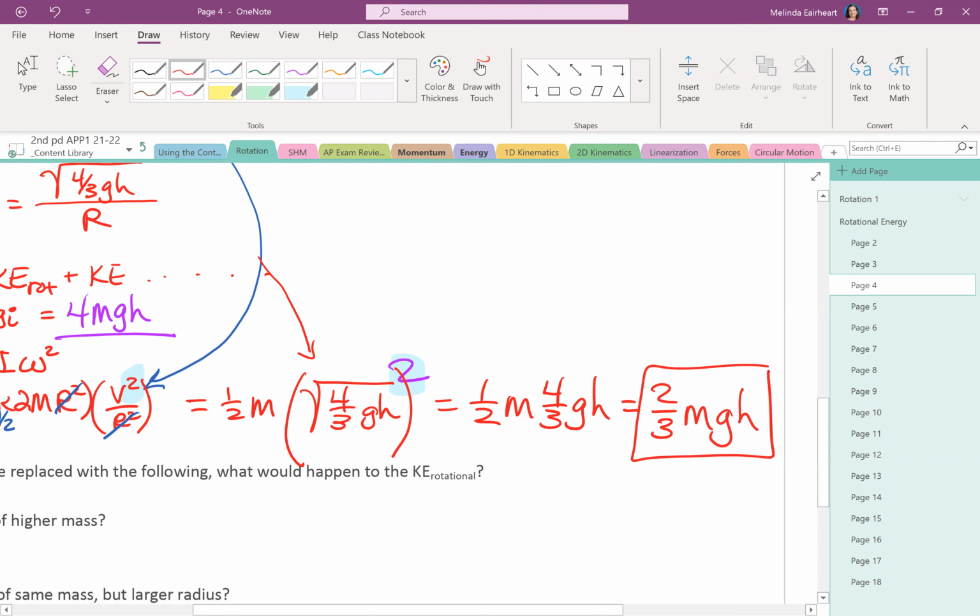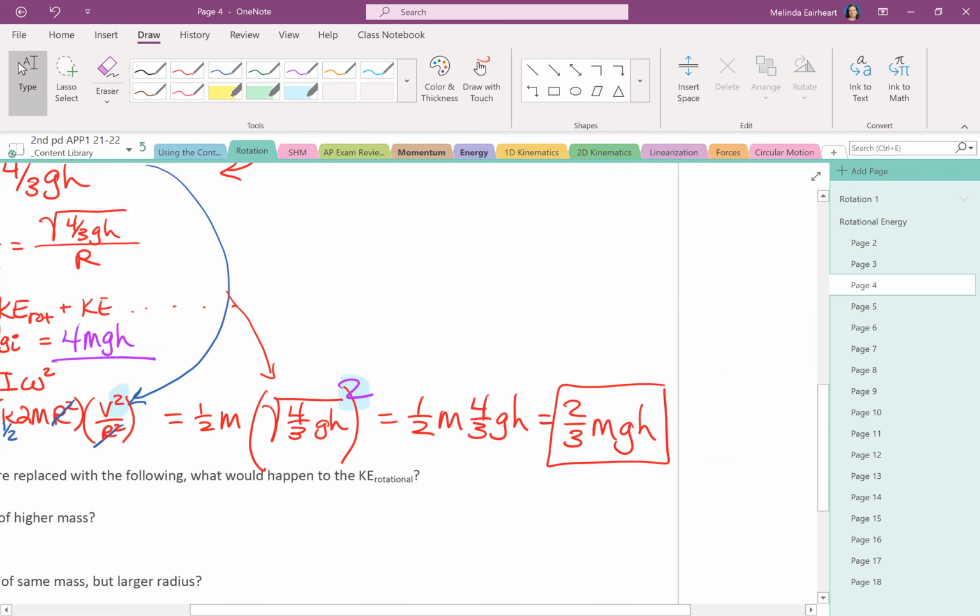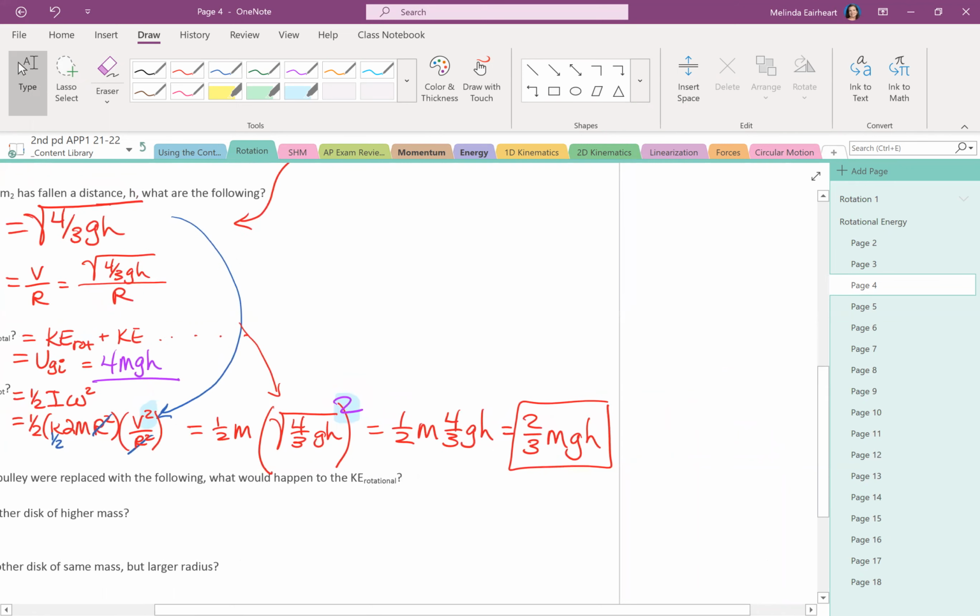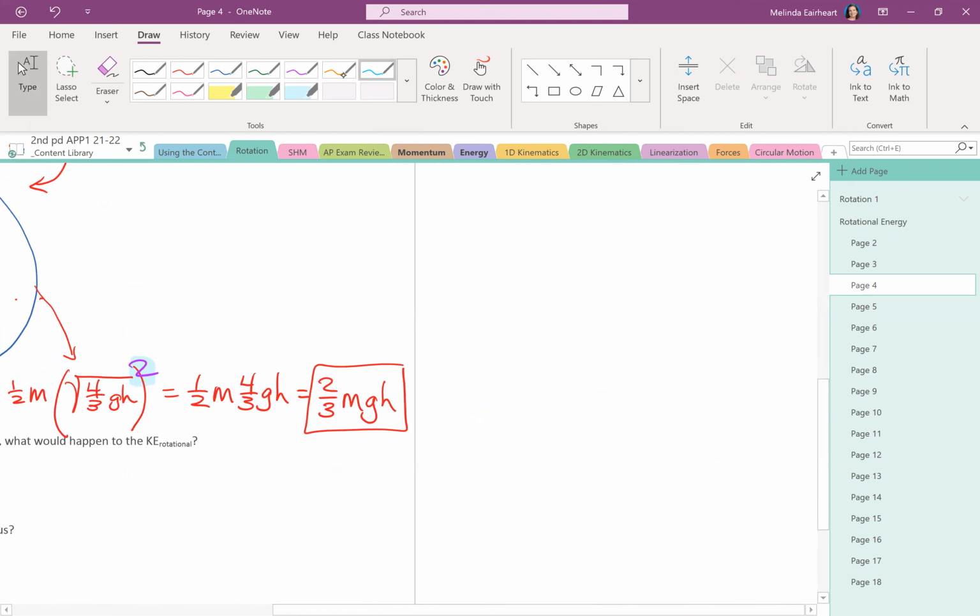MGH. So notice it looks like it's in terms of MGH, your initial potential energy. Our total is 4 MGH. 2/3 MGH goes into rotational. Could we do a percentage? So our initial is 4 MGH. Let's do a percentage. AP will have you do this randomly. And so what percentage goes into rotation?